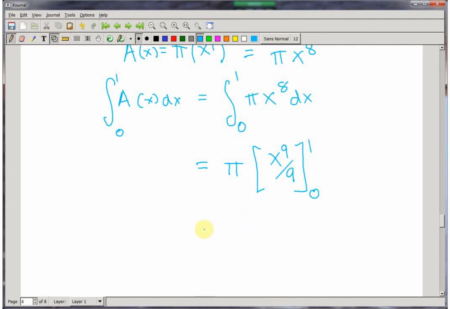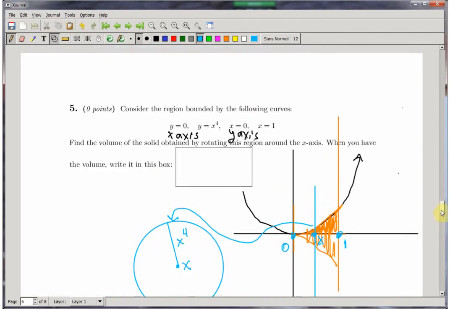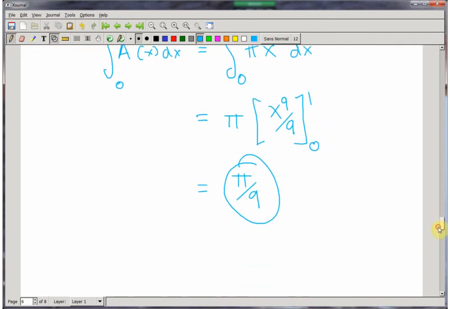Okay, and now do the plugging in thing. When you plug in 0, it dies, so we just have to plug in 1. And when you plug in 1, x to the 9, and so on. So the answer is just pi over 9. Okay, great. So this one is done, actually. This is kind of relatively easy, huh? Yes, it is.